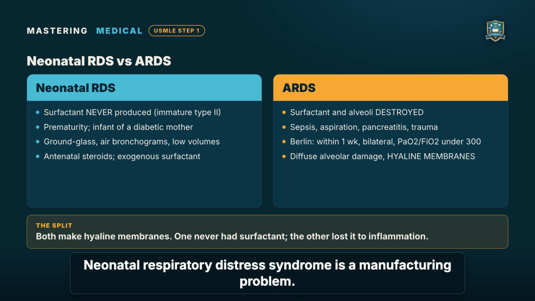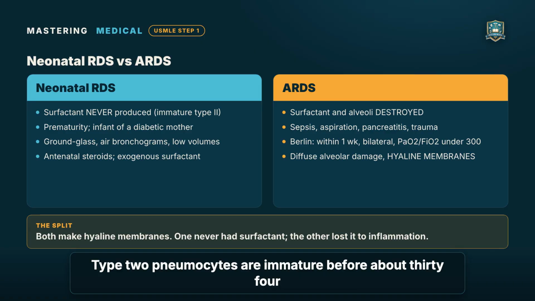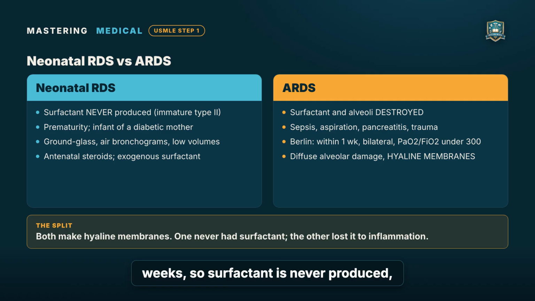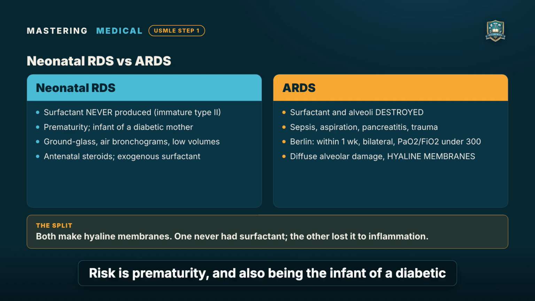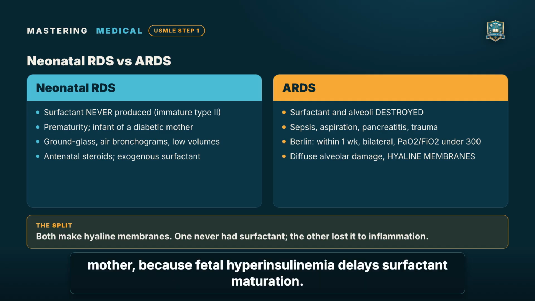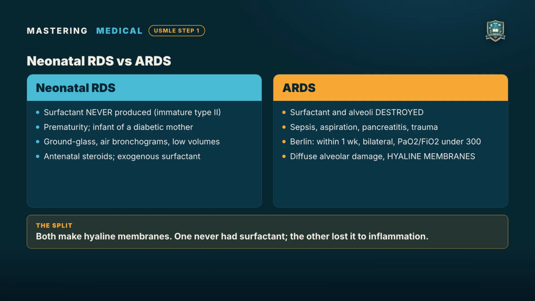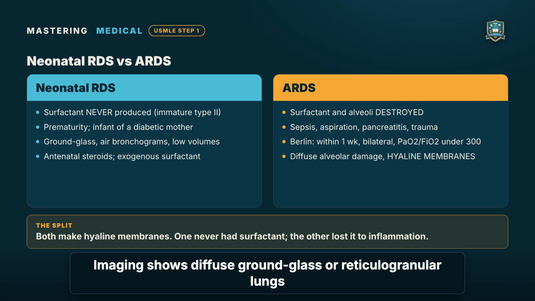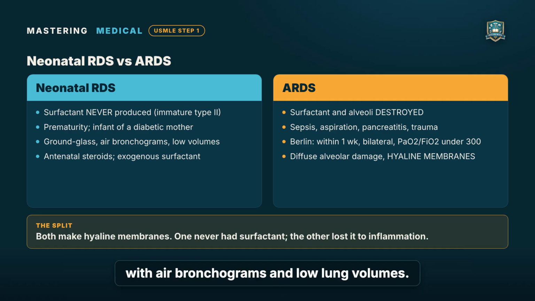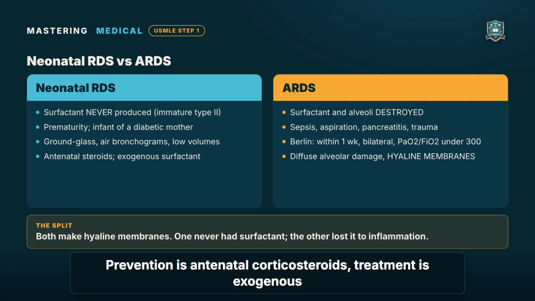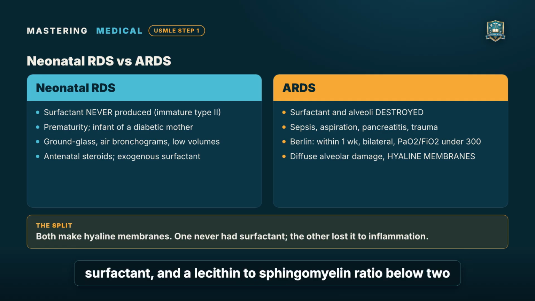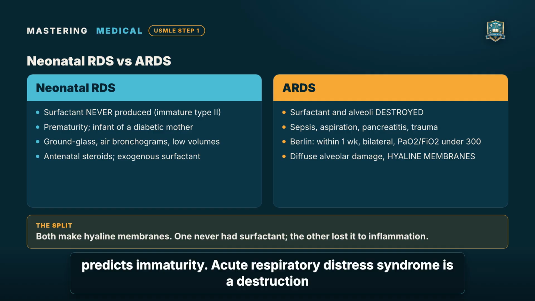Neonatal respiratory distress syndrome is a manufacturing problem. Type 2 pneumocytes are immature before about 34 weeks, so surfactant is never produced. Surface tension stays high and the alveoli collapse. Risk is prematurity and also being the infant of a diabetic mother, because fetal hyperinsulinemia delays surfactant maturation. Imaging shows diffuse ground glass or reticulogranular lungs with air bronchograms and low lung volumes. Prevention is antenatal corticosteroids, treatment is exogenous surfactant, and a lecithin to sphingomyelin ratio below 2 predicts immaturity.